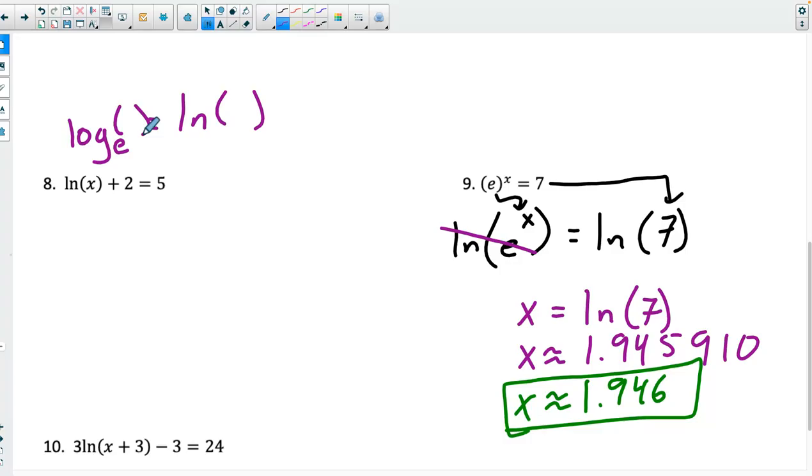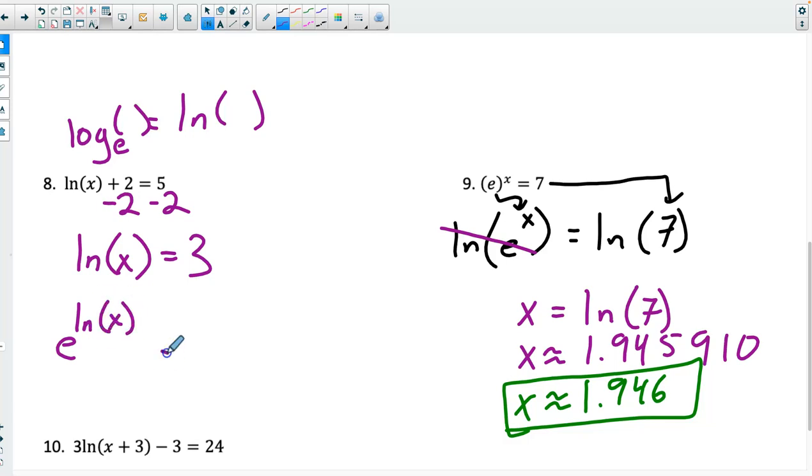Now, when I look at the ln of x plus 2 equals 5, I'm going to do the same thing I did up on number 4. I'm going to subtract away the 2 and get the ln by itself. So I get this natural log by itself, and it equals 3. We already said our base is e. I'm going to do kind of the same process. I'm going to raise these up as an exponent. So I'm going to have e to the ln of x is equal to e to the 3rd power.